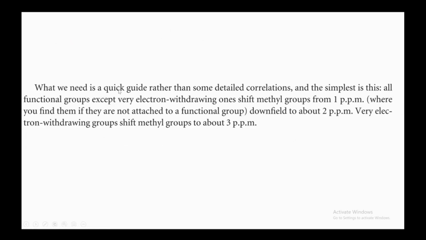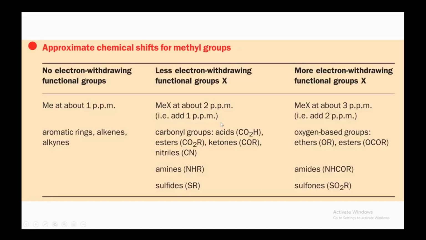What we need is a quick guide rather than detailed correlations, and the simplest is this: all functional groups except very electron withdrawing ones shift methyl groups from 1 ppm, where you find them if they are not attached to a functional group, downfield to about 2 ppm. Very electron withdrawing groups shift methyl groups to about 3 ppm.